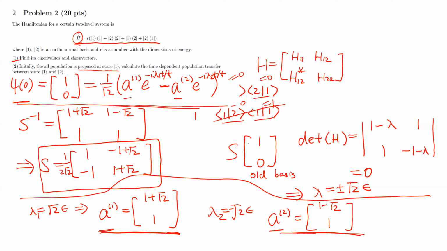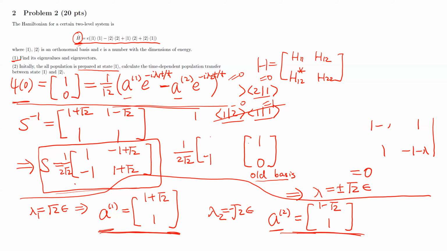Times S. If we have the old basis vectors and we multiply by S, that should give us the new basis. So this S is just this matrix. Multiplying this matrix with this matrix, you should get... Let's try to do that here, and make everything clear.